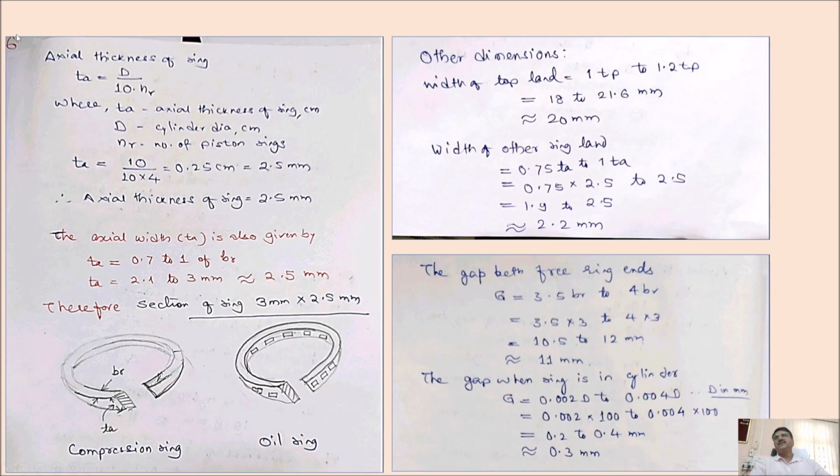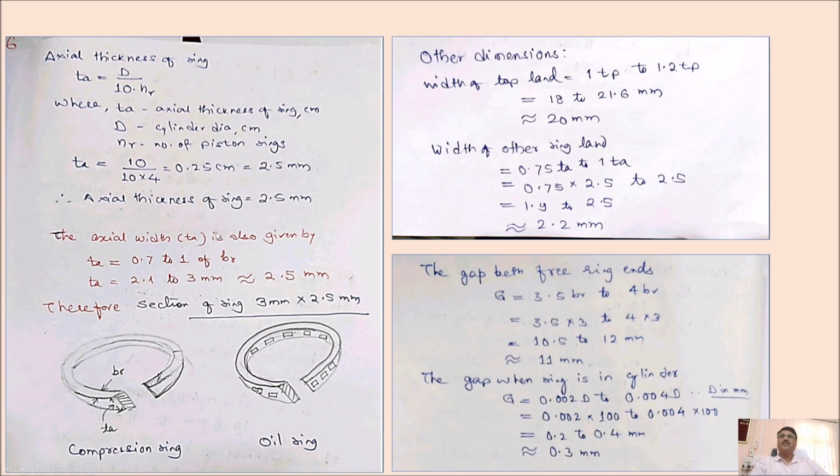Then this axial thickness TA is given as D divided by 100 into NR. NR is the number of rings, D is diameter of piston. Substituting, D is 10 centimeter, 10 into 4, where 4 is the number of rings. TA is 0.25 centimeter, that is 2.5 millimeter. So axial thickness of ring is coming as 2.5 millimeter.